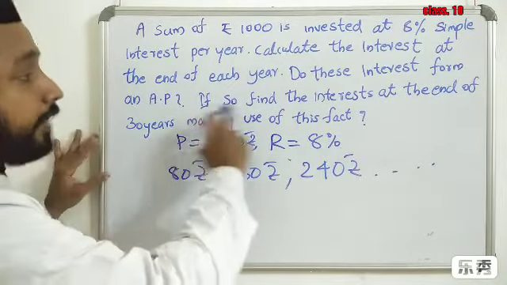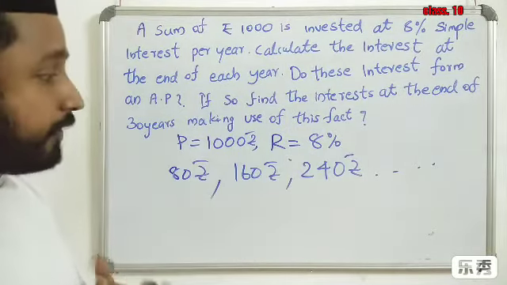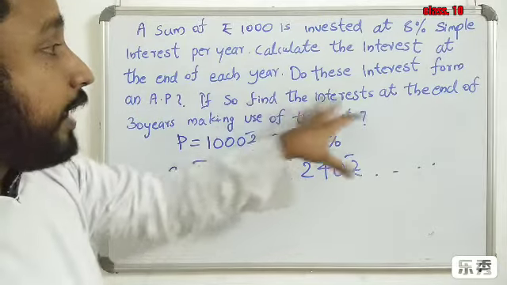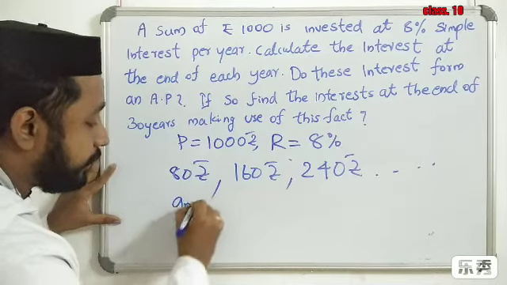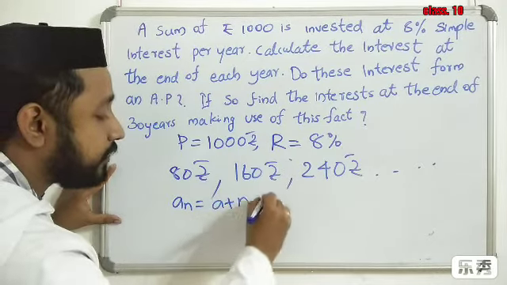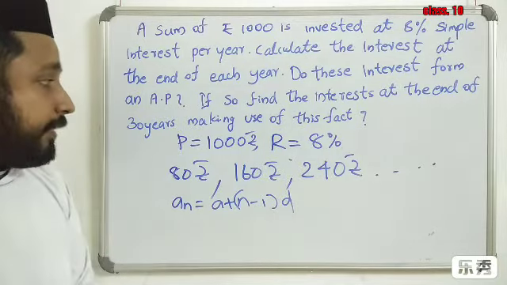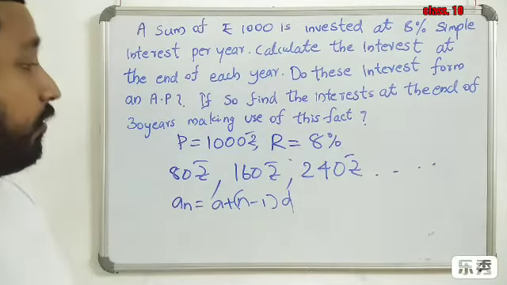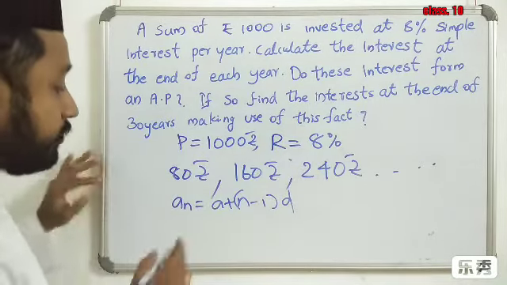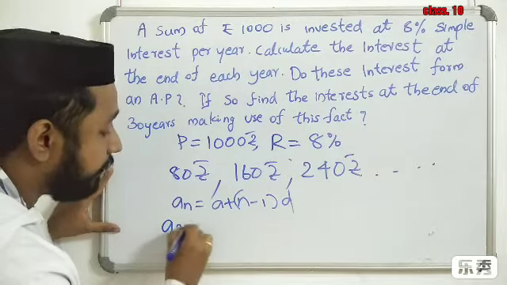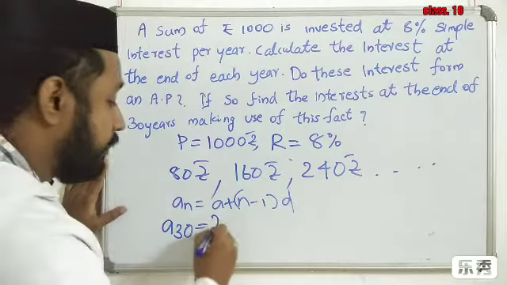One more question is here. If so, find the interest at the end of 30 years. So how can we find it? We can find the interest at the end of 30 years by using the formula a_n is equal to a plus (n minus 1) into d. So we have to find a_30. After 30 years, what will be the interest?